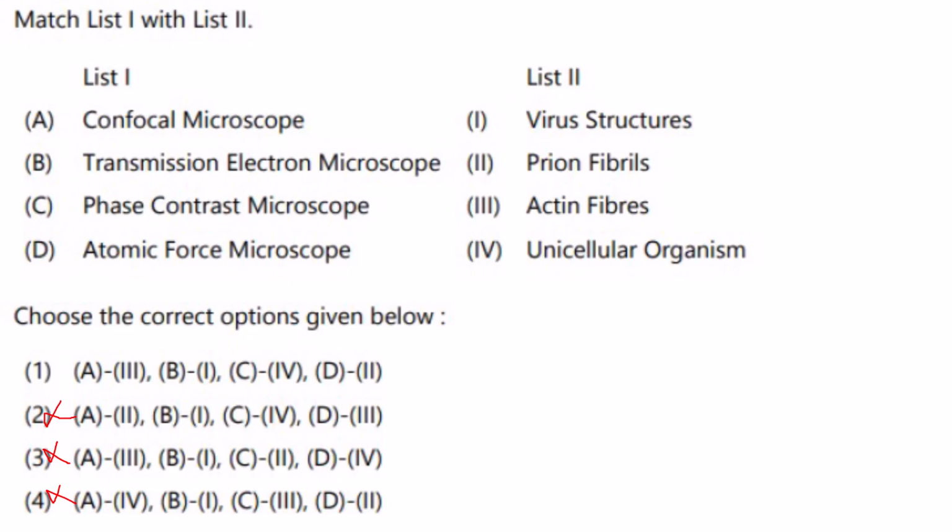Then B, transmission electron microscope for studying virus structures. Okay, B1 in 1 and 3 both are correct. Then phase contrast microscope is for unicellular organisms. Okay, so 3 is wrong, 1 is correct. And atomic force microscope, it is for prion fibrils. So D2. So A3, B1, C4 and D2 is the answer.